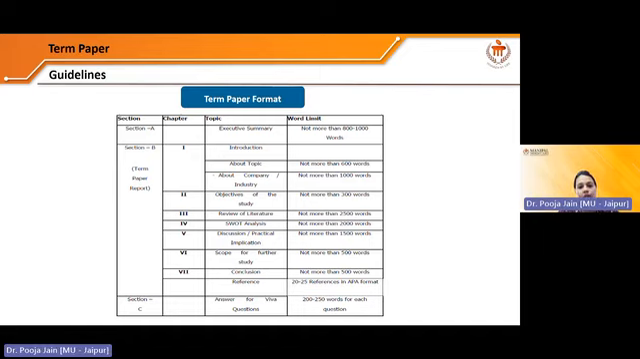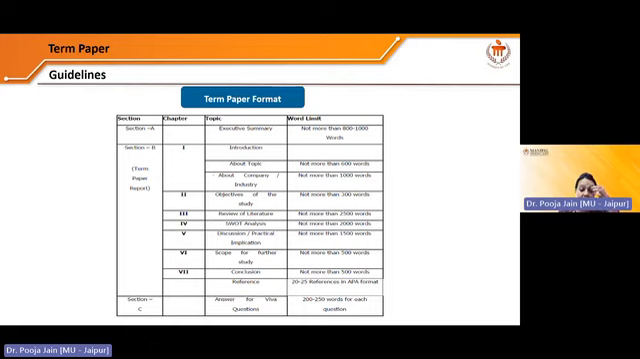The second is the objective of the study. The objective of the study could not be more than 300 words. Your objective of the study could be in one single line, or you can describe your objective as well. Okay. So 300 words is sufficient for writing the objective of the study.